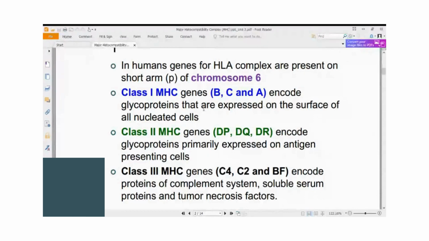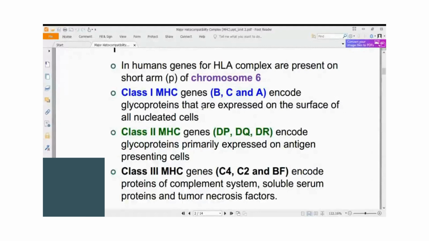But there are some exceptions. Class 1 MHC is not expressed in our hair follicle. And class 1 MHC is not expressed in our cornea. Eye cornea. Cornea is the transparent region of the eye. It is not expressed there. Hair follicle and cornea do not express class 1 MHC. Therefore, since they don't express class 1 MHC, these two can be easily transplanted from one person to another person without rejection.